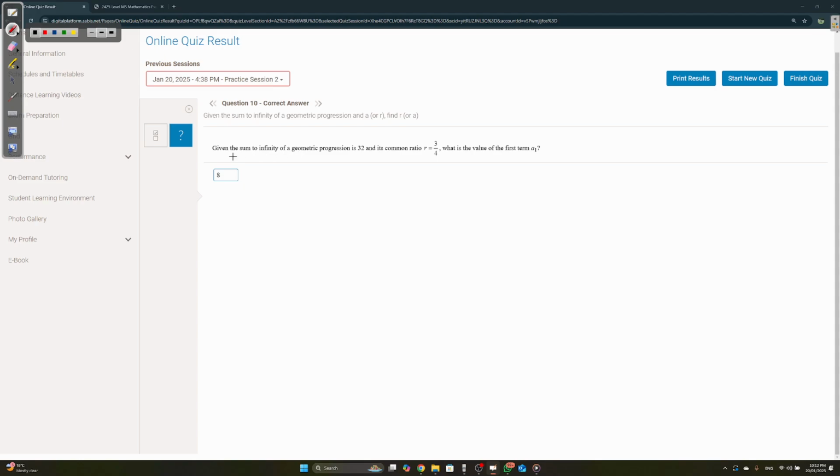Given the sum of infinity of a geometric progression is 32. So they gave you S infinity is 32, and its common ratio r is equal to 3 over 4. What is the value of the first term g1? So what do we know about the infinite sum? We know that sum to infinity is equal to g1 over 1 minus r. They gave us r, they gave us the sum, and they want us to find g1.